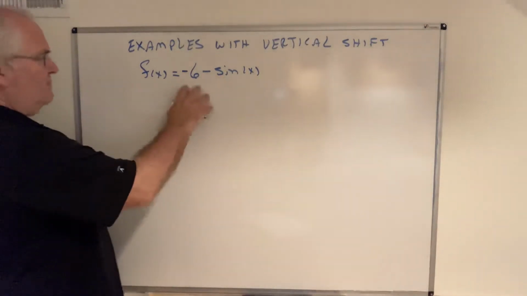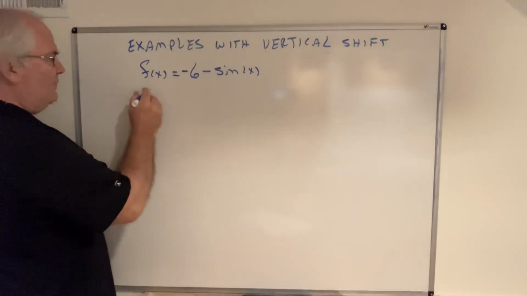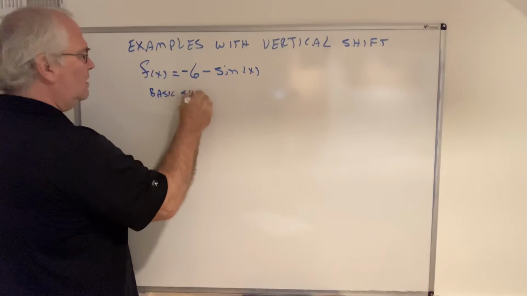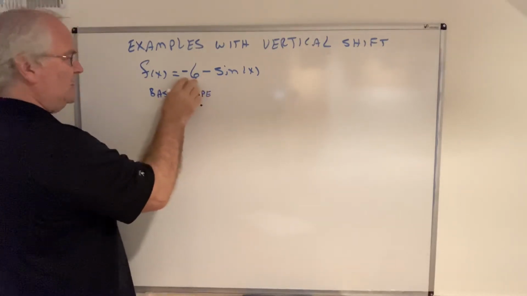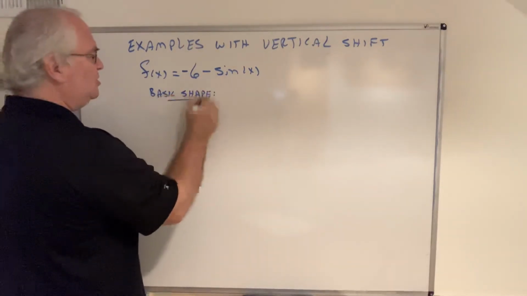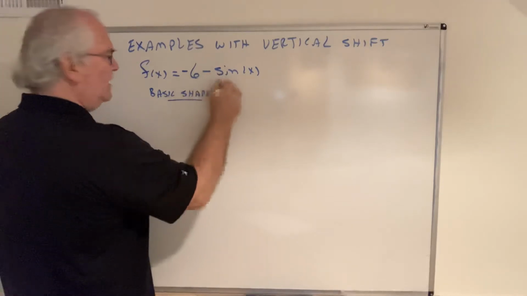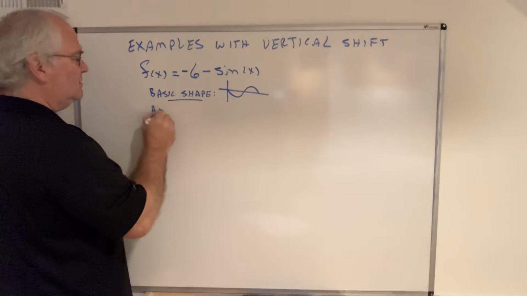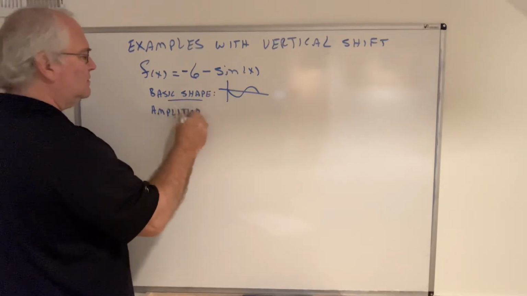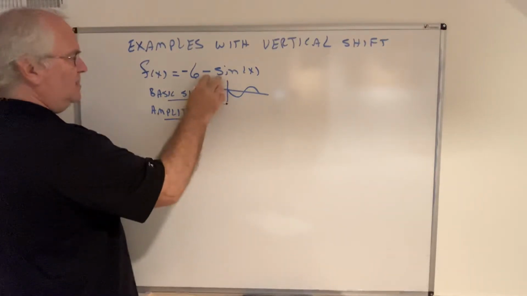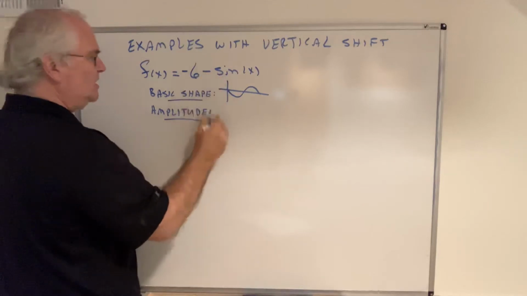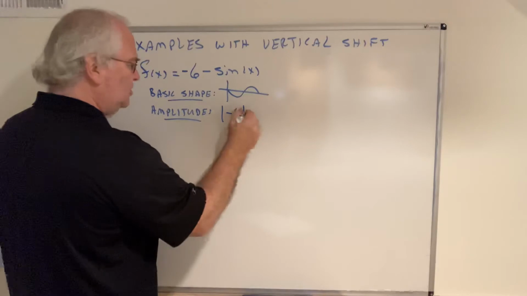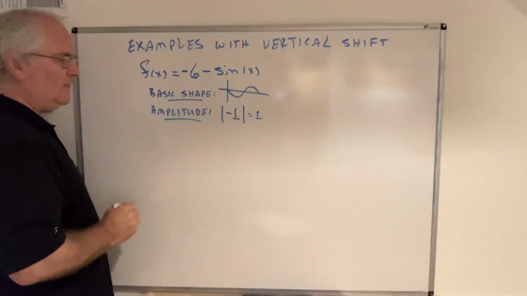Okay, so let's see if I can make this happen now. What do we have here? We need the basic shape. I have to steal some space because this number is kind of big. The basic shape is negative sine. The amplitude. The amplitude is the absolute value of this coefficient. So the absolute value is absolute value of negative 1. If you wish, you can say that's equal to 1.